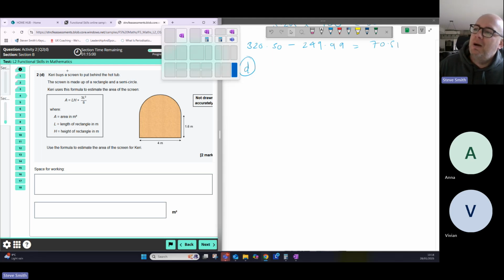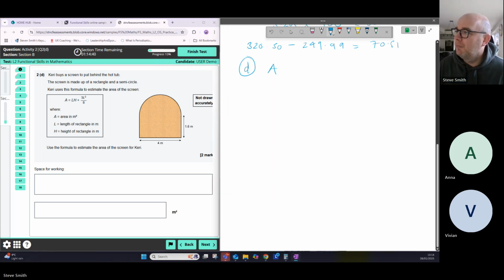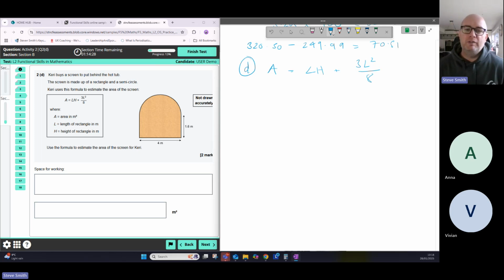Let's have a look. Kerry buys a screen to put behind her hot tub. The screen is made of a rectangle and a semicircle. Kerry uses this formula to estimate the area of the screen. So we've got a formula already. We're not having to do any remembering for this one. A equals L times H, because when two letters are straight together, it's multiplying, add 3L squared divided by 8. That's the formula that's given to you.